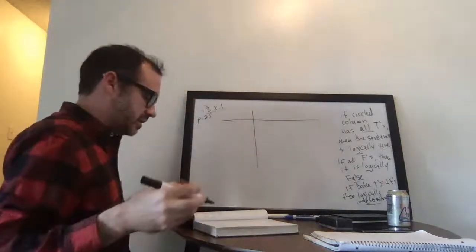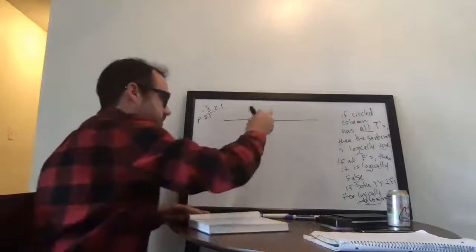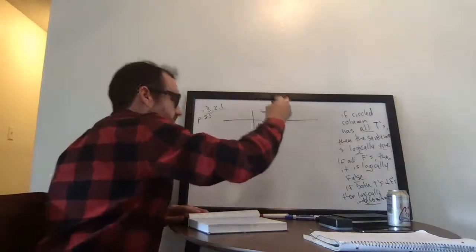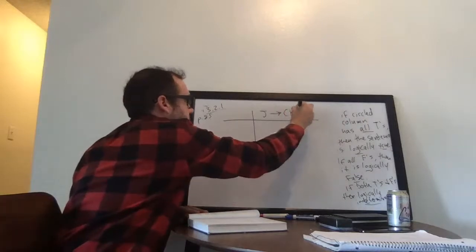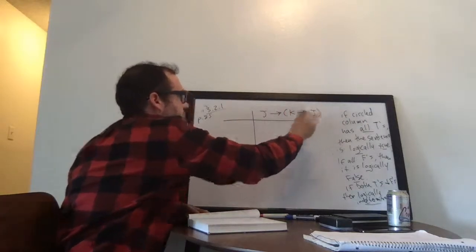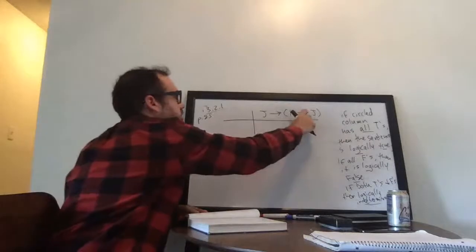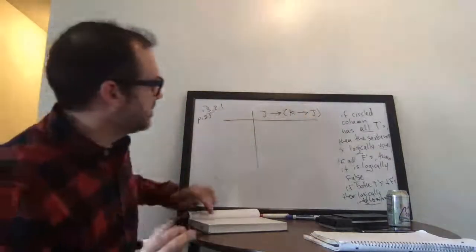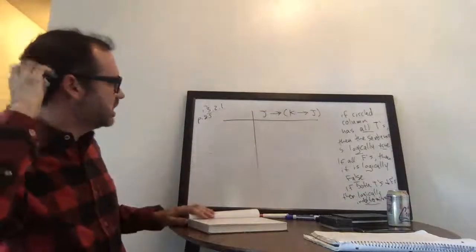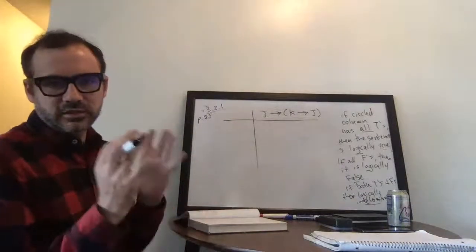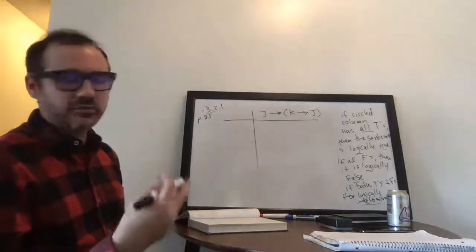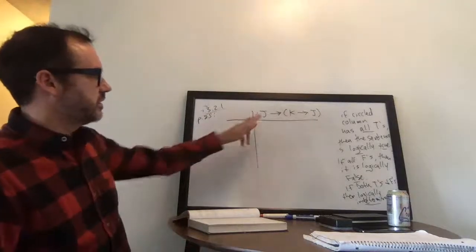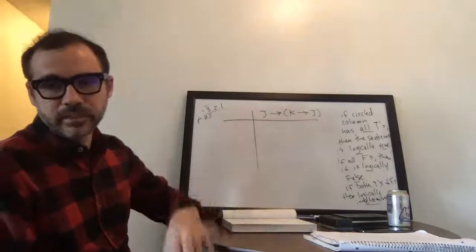Now the problem itself has this formula for us: If J, then in that case, if K, then J. All right? So it's a conditional, which has as its antecedent the atomic sentence J, and as its consequent, a nested conditional, which says if K, then J. Now, what is the main connective, first of all, of this formula?